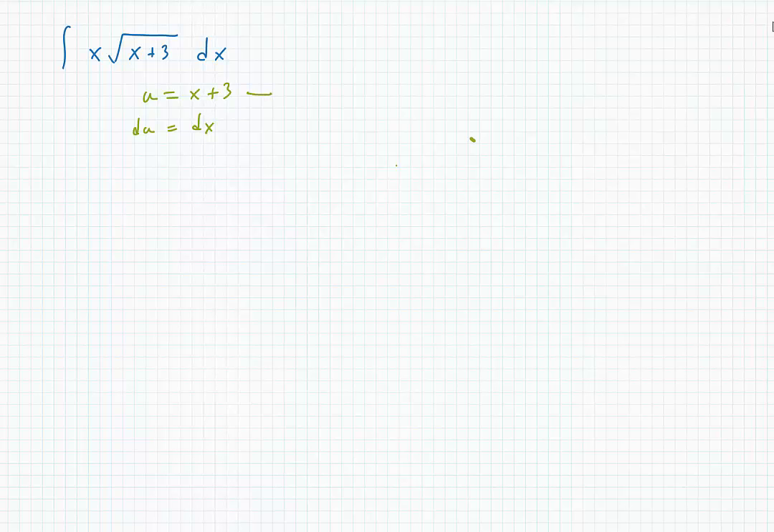Well, I can take this u equals x plus 3 and rewrite it as x equals u minus 3. And I can use that as a substitution. Let's see what happens when we do that. We end up with the antiderivative of u minus 3 times the square root of u, which is u to the 1/2, times du. Now, what's interesting here is that I can distribute the u to the 1/2. So I can rethink of this as the antiderivative of u to the 3/2 minus 3u to the 1/2 du. And now that's something that I can actually take an antiderivative of.